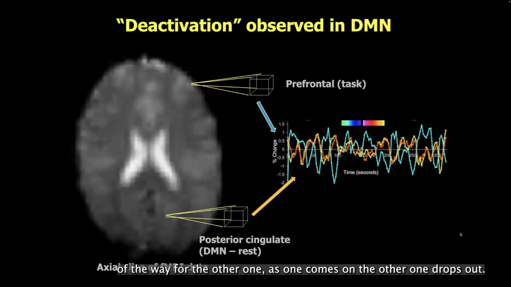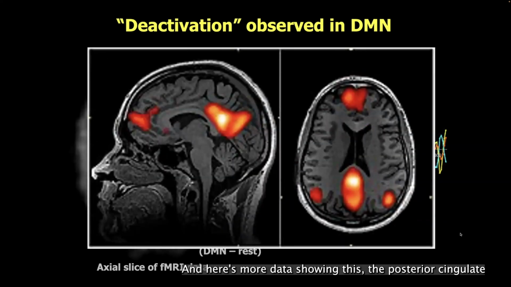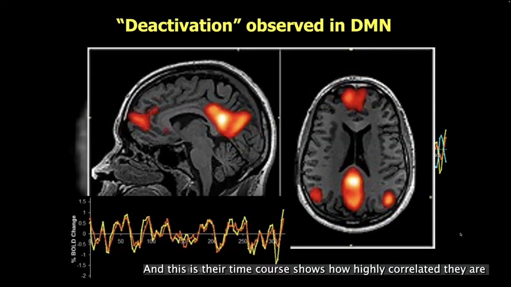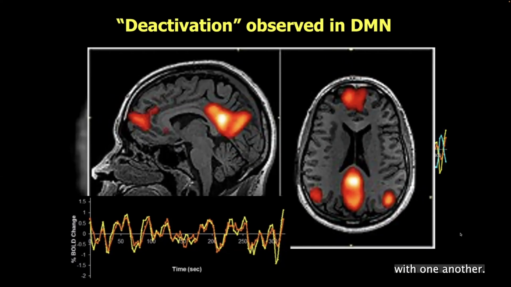As one comes on, the other one drops out, which is very interesting that this would all be happening at rest. There's no task. Well, in this case, pardon me, there can be a task, which makes the default mode network drop out, but we can see the DMN in the absence of task. And here's more data showing the posterior cingulate and the medial frontal, which are the most widely observed regions in the default mode network. And this is their time course, which shows how highly correlated they are with one another.